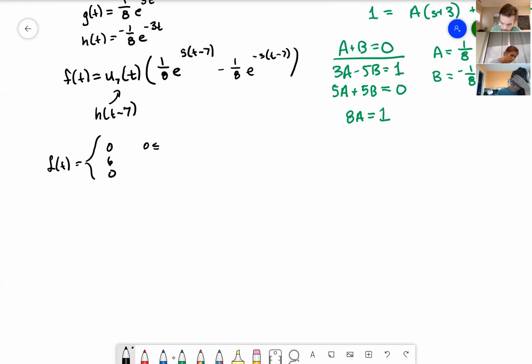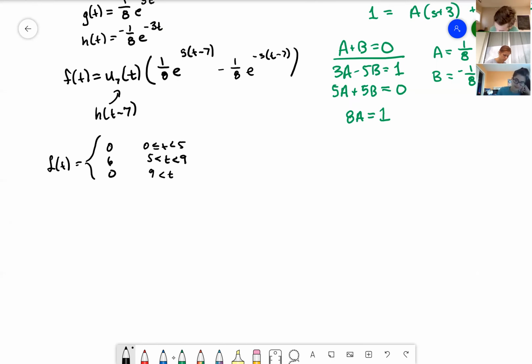So f of t equals 6 if t is from 0 to 5, and 0 otherwise. I'm going to just write less than to emphasize the fact that the endpoints do not matter at all, unless we've got something like the Dirac delta function, which isn't really a function at all. The value at a single point does not matter. So we don't care about that.